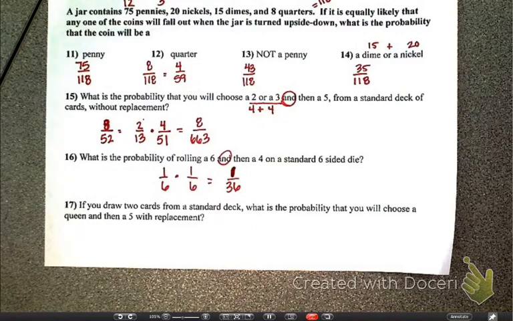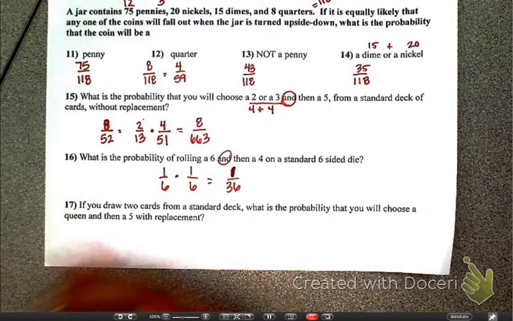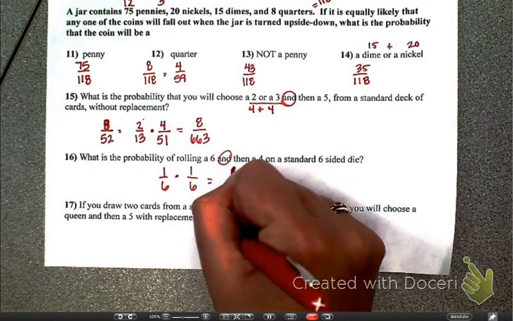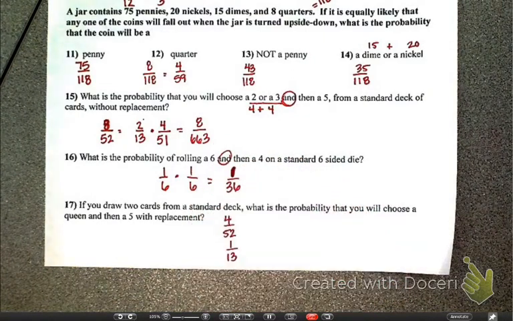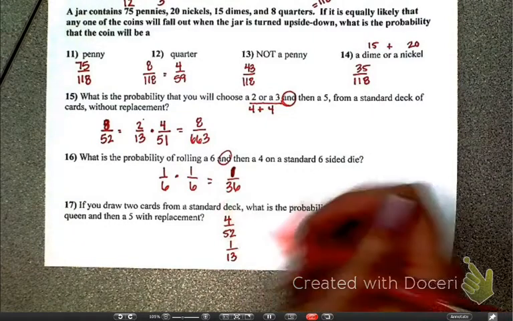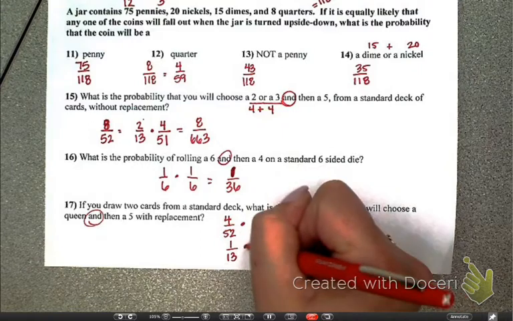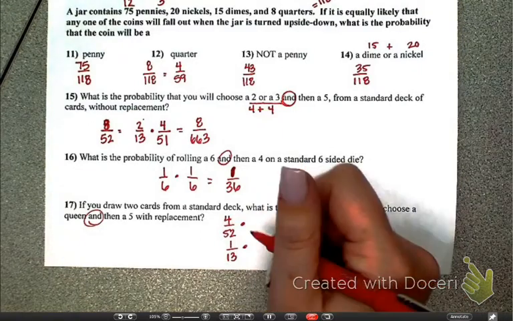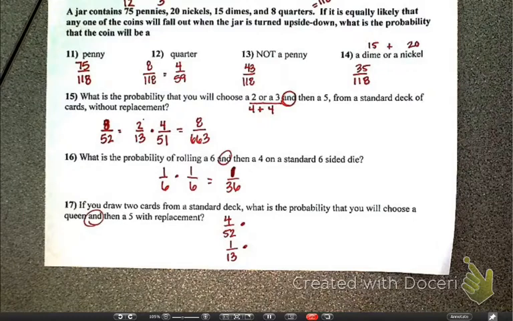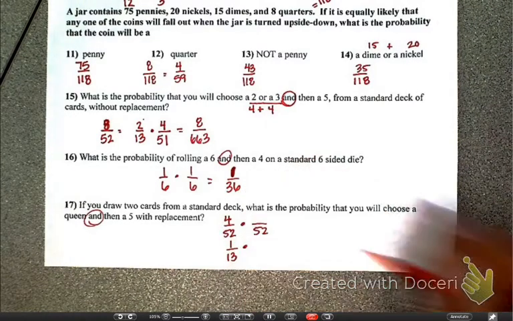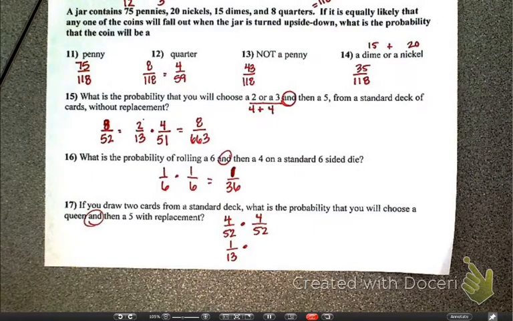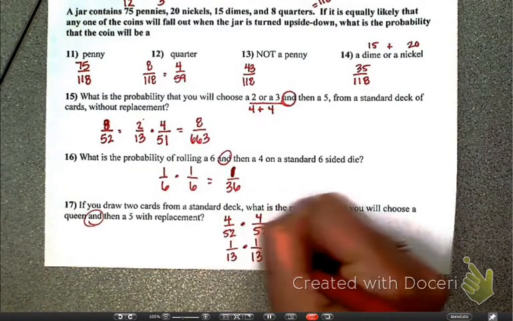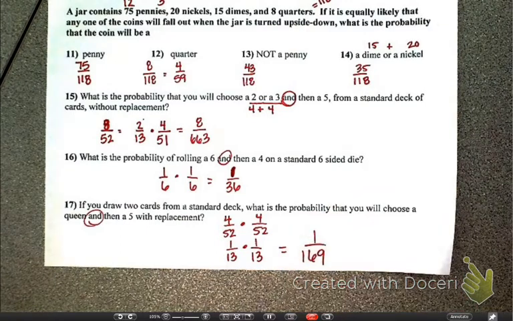If you draw 2 cards from a standard deck, what is the probability that you will choose a queen and then a 5 with replacement? So first of all, what is the probability that you will pull a queen? 4 out of 52, and I think it is easier to reduce from the beginning, so I'm going to reduce and make that 1 out of 13. And then pull a 5, and we replace that first card. So how many are in the deck still? 52. And I pulled a 5, so the probability of pulling a 5 is 4 out of 52, which is 1 out of 13. So 1 out of 169 is your probability.